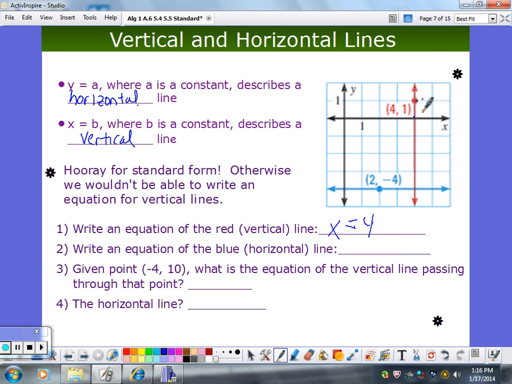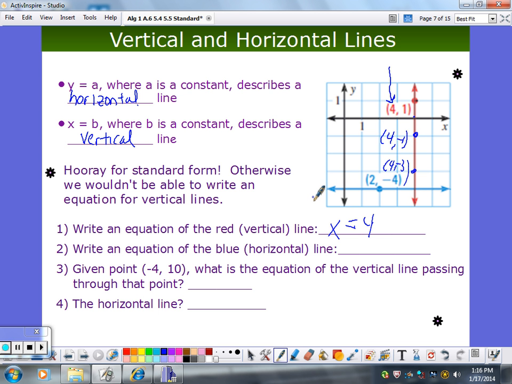Because it's vertical. And then think of the other points on here. This one is 4, negative 1. This one is 4, negative 3. X is 4. Vertical lines are x equal. What does x equal? 4. All right? How about this blue line right here? What's the equation? Don't shout out. Hands up. What is the equation of this?